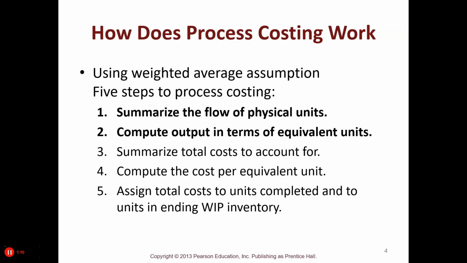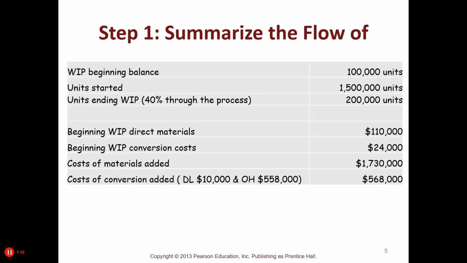So now let's take a look at another example. Okay, what we have here is an example, and we're going to go through step 1. Here we have beginning work in process and units, units started, ending units. We have the costs associated with beginning work in process, and here we have direct materials, remember, and conversion costs. What are conversion costs? Direct labor and overhead. Then we're going to add more material and add conversion costs.